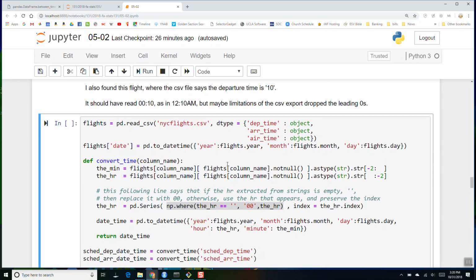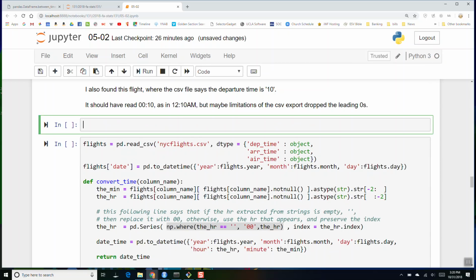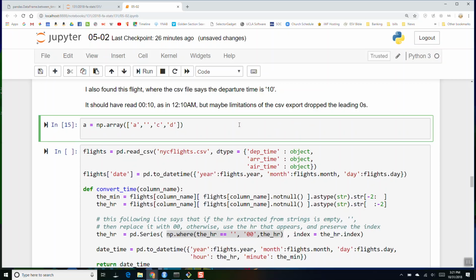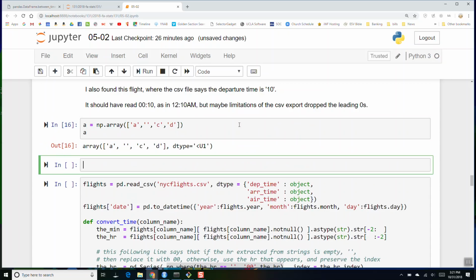Okay, and so this will do np.where here. Let me just do a little demo. So if A is a numpy array, I keep wanting to mix my R and Python code here. We'll do A and nothing and C and D. Okay, so this is my numpy array, and we'll go ahead and print out A.